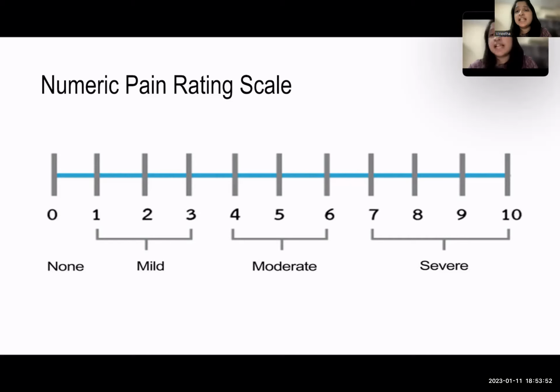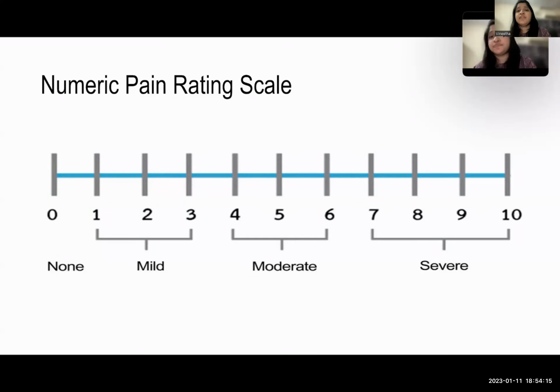So always tell them why you are doing this. I am quantifying this on a scale of 0 to 10 so that I can modify my treatment accordingly. Once they know why you are taking this severity scale, they will cooperate with you. Otherwise they will get irritated every time you go: now it is 4, earlier it was 5, like that.